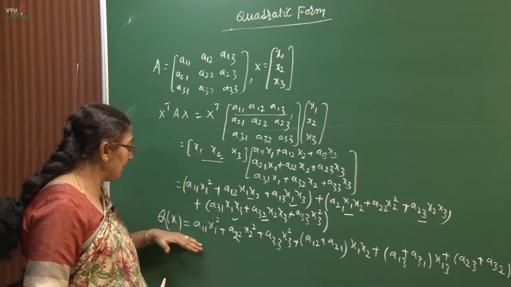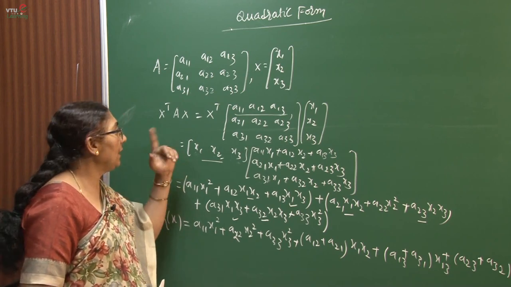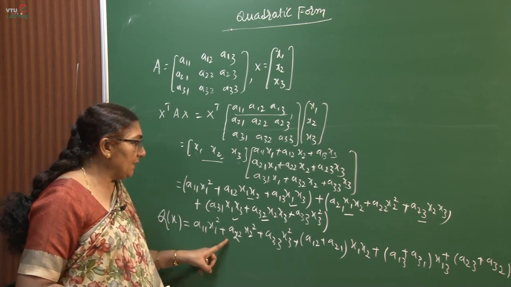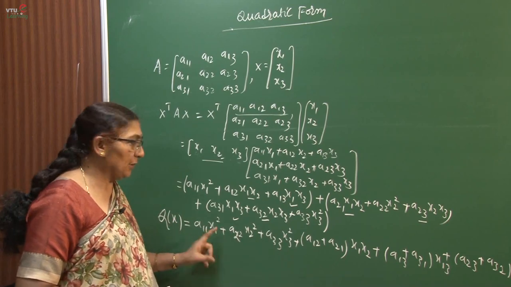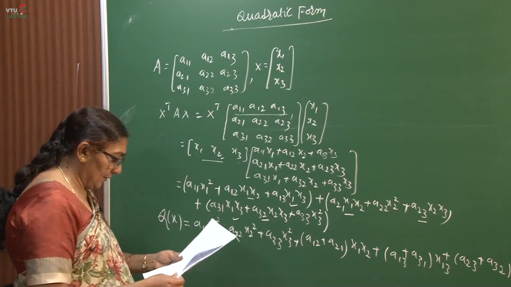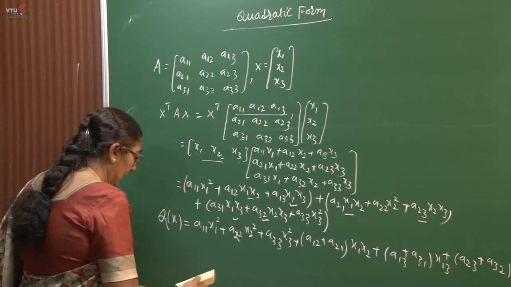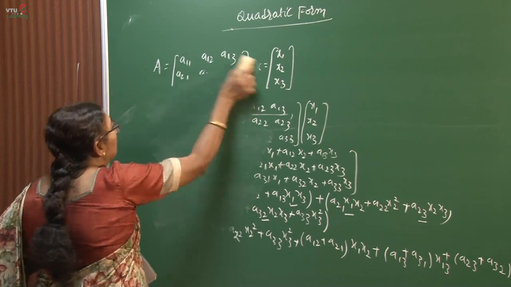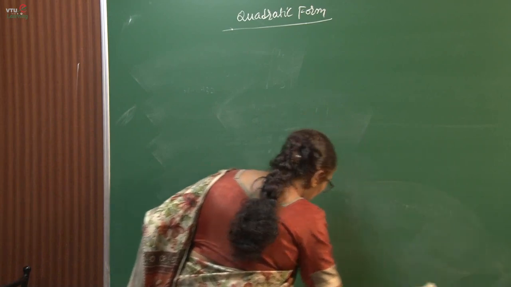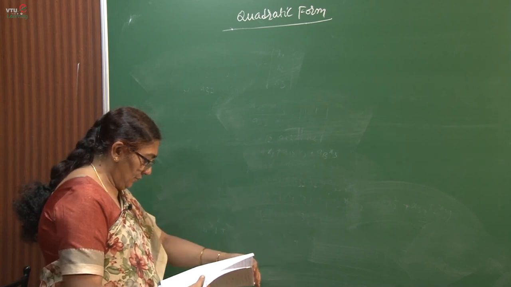This form is called the quadratic form of the given matrix. What's the formula? X transpose into A into X. Why is it called quadratic form? The highest power of this expression is 2, therefore this is a quadratic form. Okay, now let us take a problem based on that. I'm going to explain that. I think everyone is clear on this part. Please remember the coefficients, or sums of which values of the matrix.